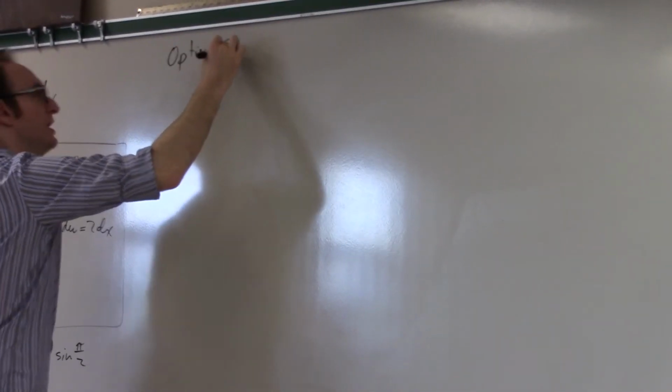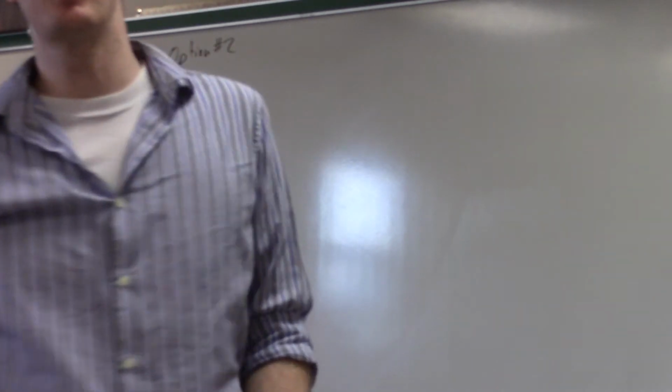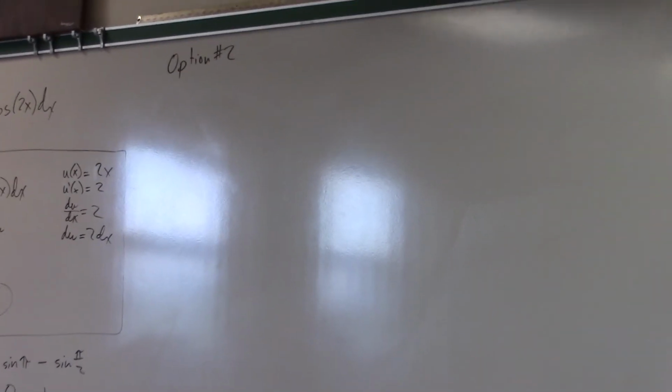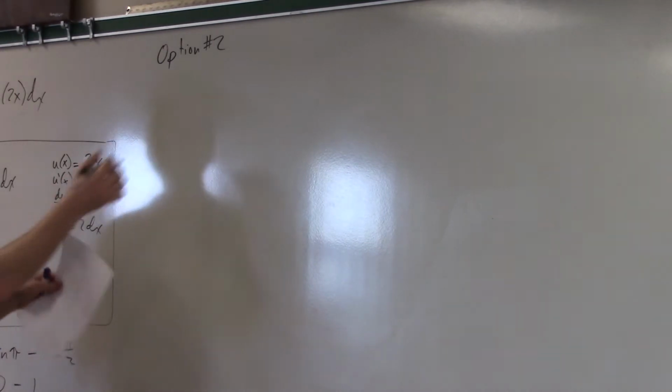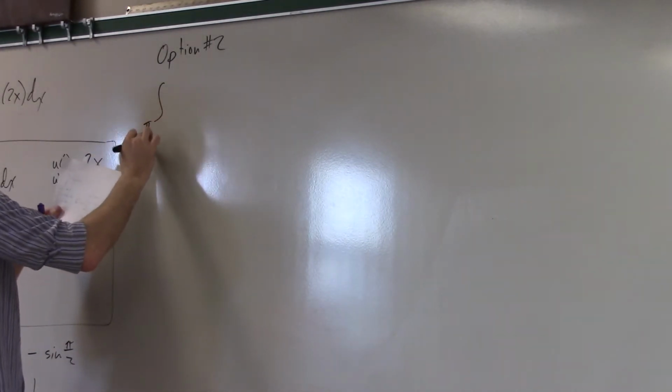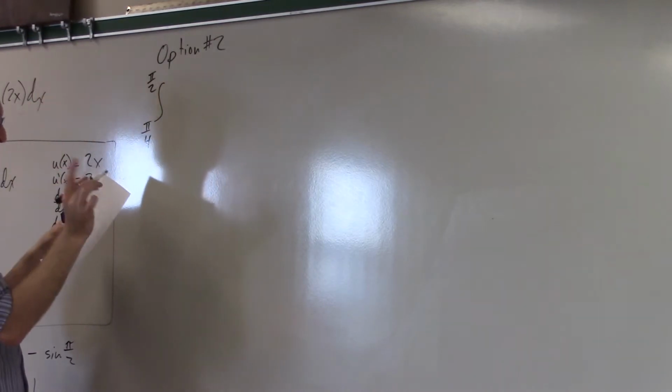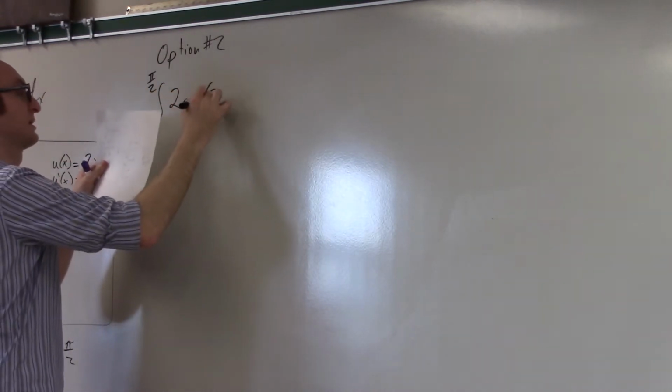And option 2 is to recognize that option 1 is kind of lame, because what we're doing is we're doing a u sub to solve the antidifferentiation problem, and then subbing it back in, and then sort of subbing it back in again. What I want to push, and this is really the correct way to do this, is to apply the u substitution directly to the integral. So suppose I want to integrate from pi over 4 to pi over 2 of 2 cosine 2x dx.